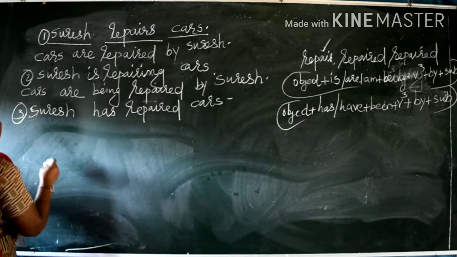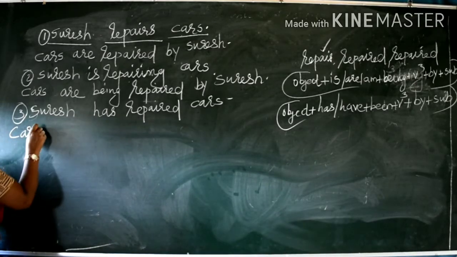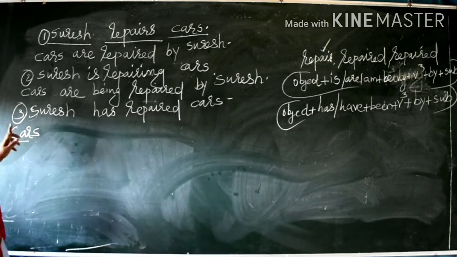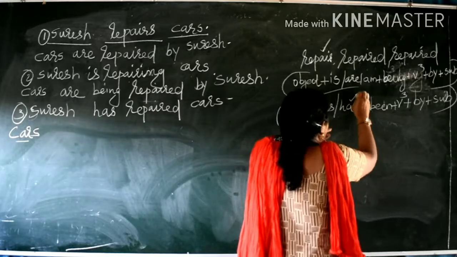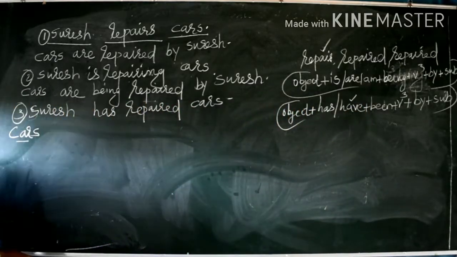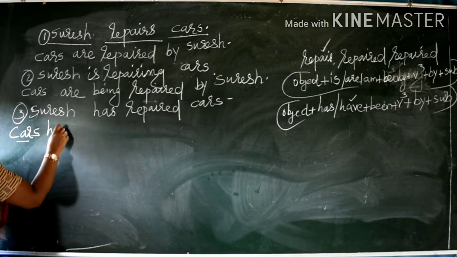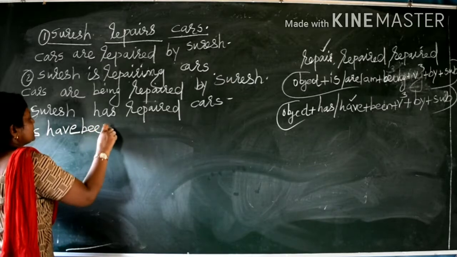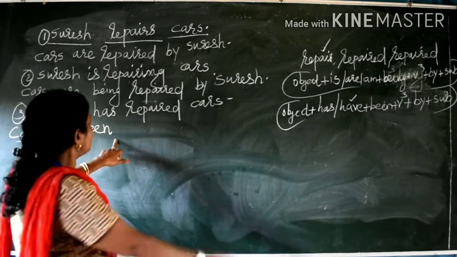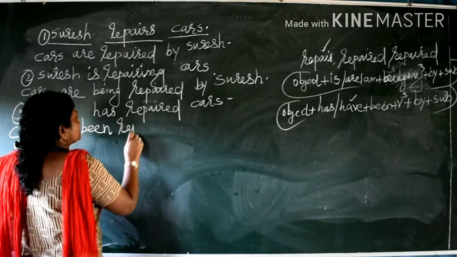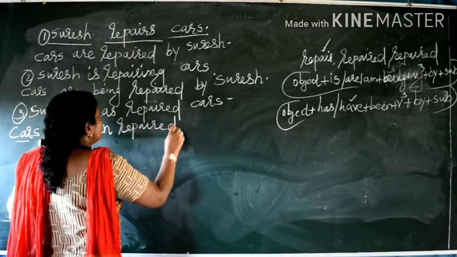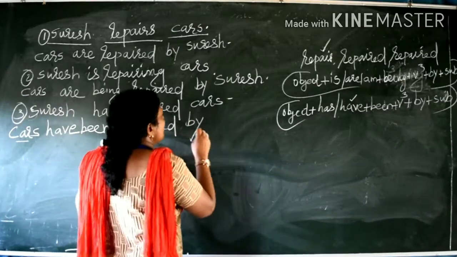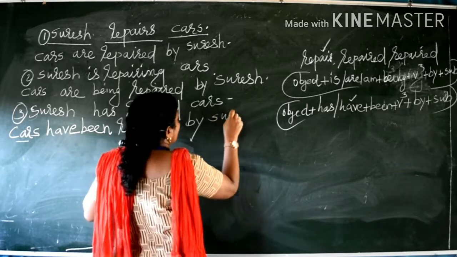So I will write it. Cars, the object, I will write as the subject. After that, cars means plural, more than one, so we will use "have" only, not "has." "Has" is used with a singular subject. According to the formula, cars have been, and the third form of the verb, because in the passive voice we always use only the third form of the verb. Cars have been repaired, preposition "by" plus subject Suresh.